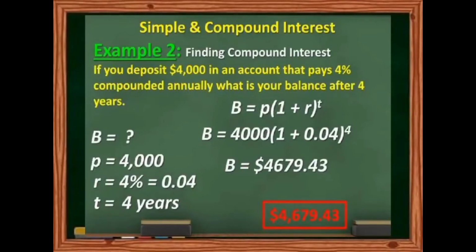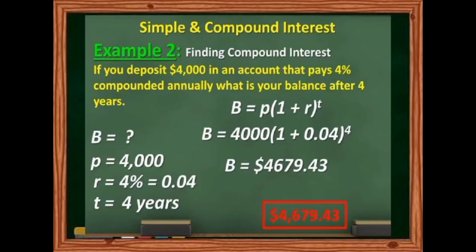Example number 2. Finding compound interest. The question is, if you deposit $4,000 in an account that pays 4% compounded annually, what is your balance after 4 years? So, the problem is, we are looking for the balance after 4 years. We will use the formula B equals P, quantity of 1 plus R raised to T. For our problem, B is unknown.